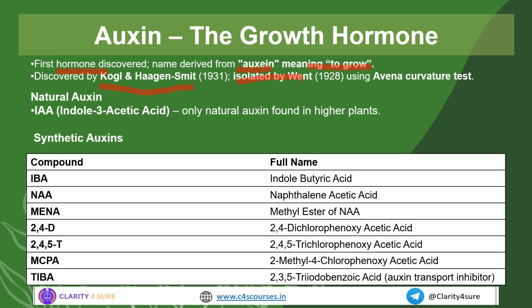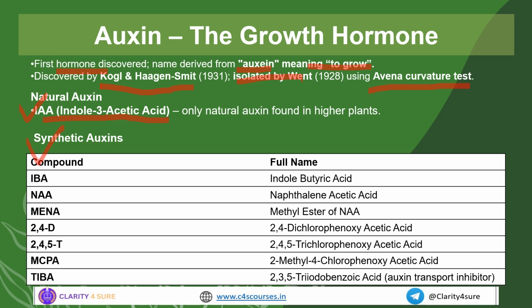So you have to be careful that who discovered is a different person, and the isolation was done by a different person. So the test or phenomenon which was used for the isolation was the Avena curvature test. Okay. So as we have discussed earlier, auxins are of two types, natural and synthetic. Natural, there is only one natural auxin present, which is IAA, which is called indole 3 acetic acid.